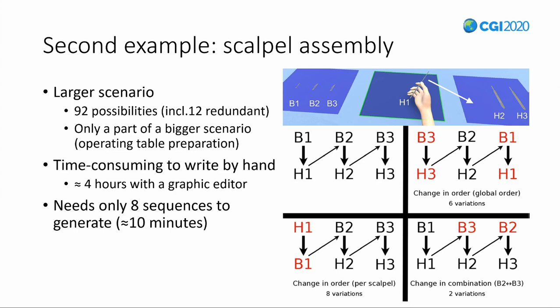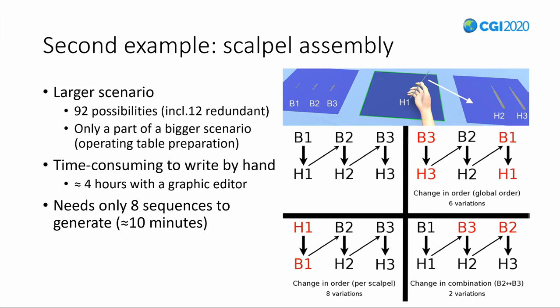This scenario is extremely difficult to express by hand. According to my own experience, it takes a lot of time to write, approximately 4 hours with a graphic editor, and it is quite easy to make mistakes during the creation of this scenario because there are a lot of branches that are similar but not exactly the same, so it's really easy to make twice the same branch and miss one.